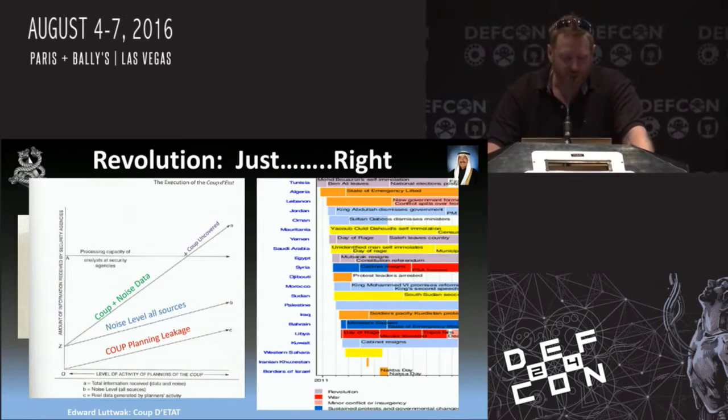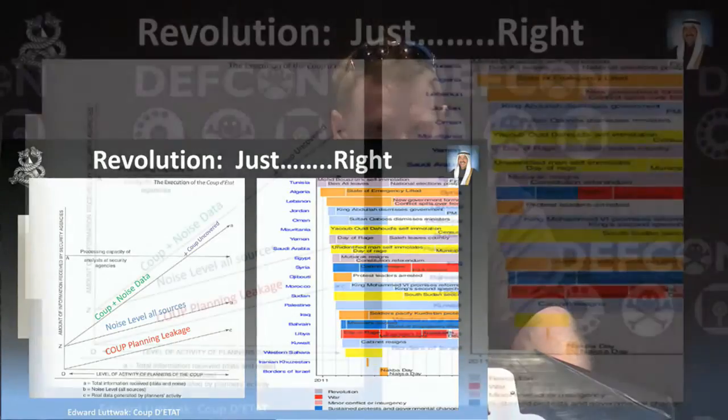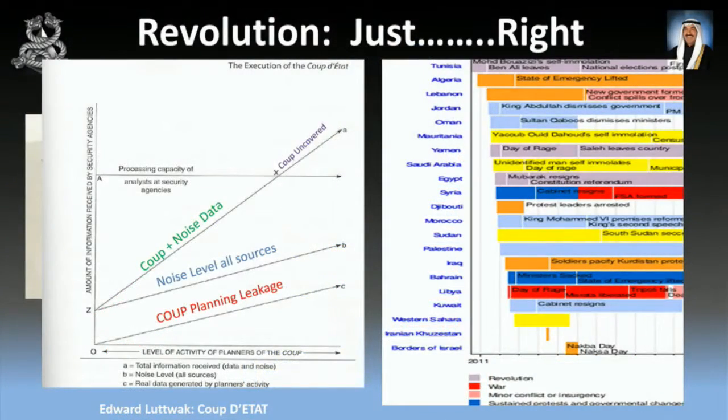So here's an extract from Edward Luttwak. If you guys want to do these sort of coups or revolutions, you're going to have to study up on this guy. He's pretty much a master of strategy. And this illustration shows what the intelligence agencies need to go through to find out whether there's a coup taking place.